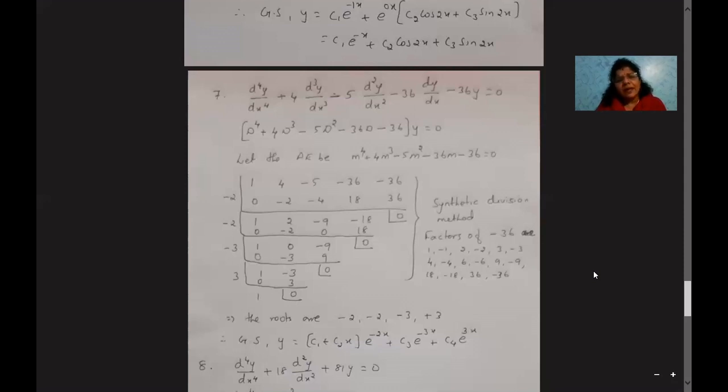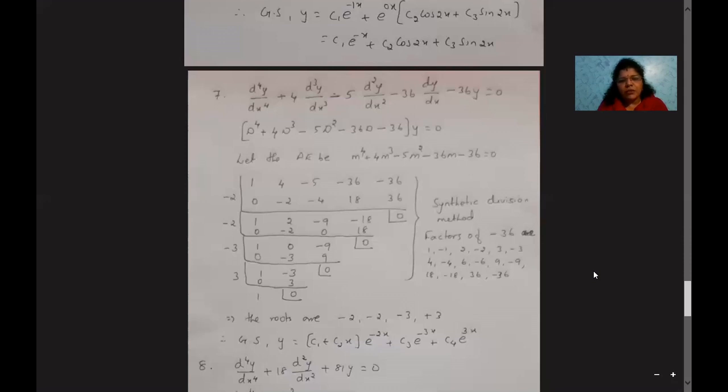After obtaining the first root minus 2, let me go for the synthetic division method once again. What is the constant part here? Minus 18. What are the factors of minus 18? Again, 1 minus 1, 2 minus 2, 3 minus 3, 4 minus 4, 6 minus 6, 9 minus 9, 18 minus 18. The 36 will not be obtained. Since we have already tried, 1, minus 1 and 2 are not roots. I'm not trying these three. Once again, I'll go for minus 2.